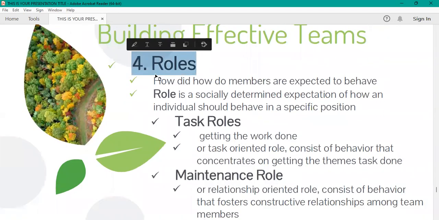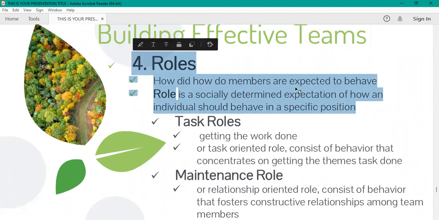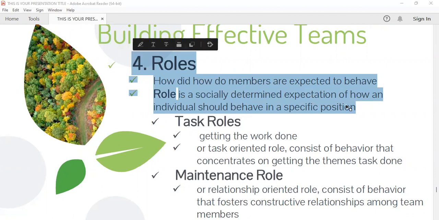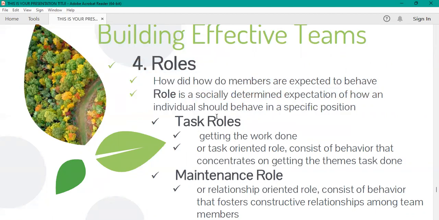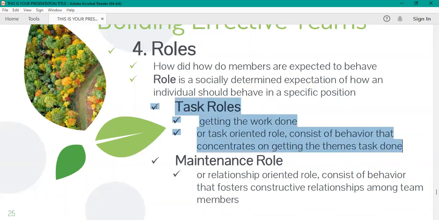And okay, for roles, how members are expected to behave, how an individual should behave in a task. The task roles is getting the work done. The task-oriented goals, that is getting the task done, participate with the task successfully.